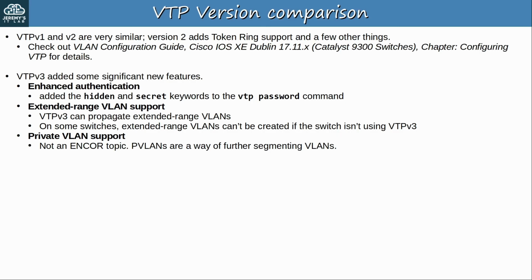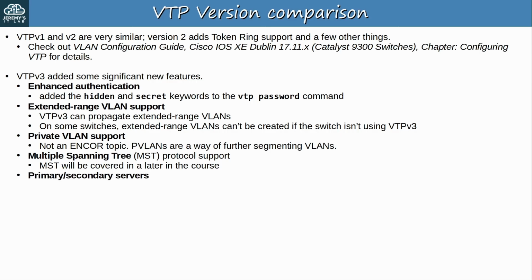They are a method of further segmenting VLANs, and you can learn about them in the CCNP security track. Before VTP v3, only switches in transparent mode could use private VLANs. Version 3 also added multiple spanning tree protocol support. VTP v3 can be used to propagate MST database information. MST is an ENCOR topic, and we'll cover it later in the course.